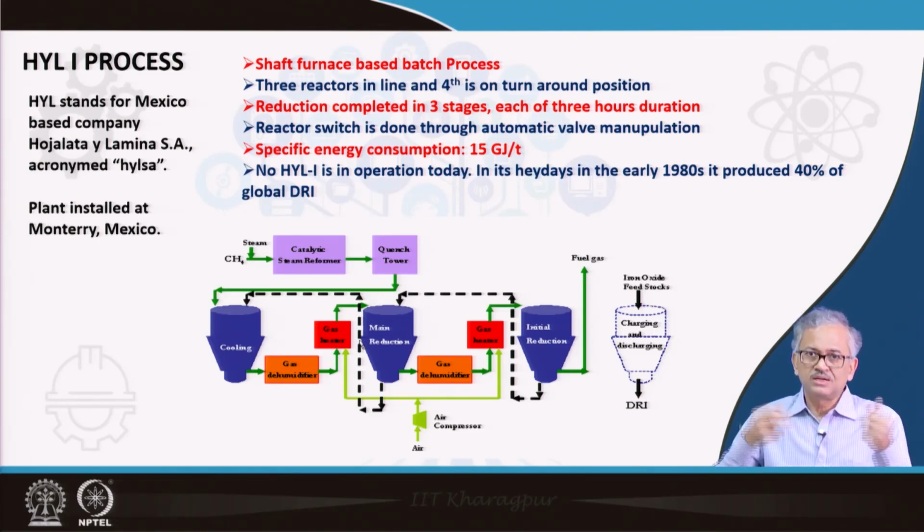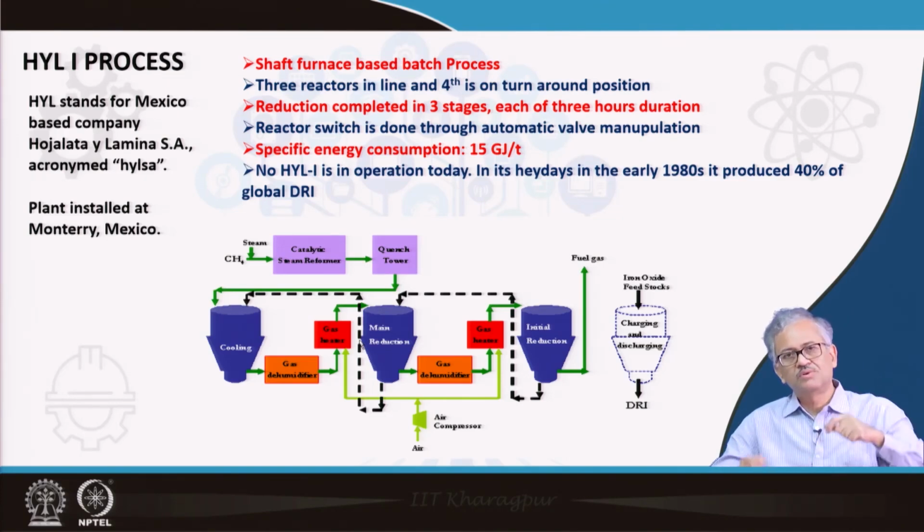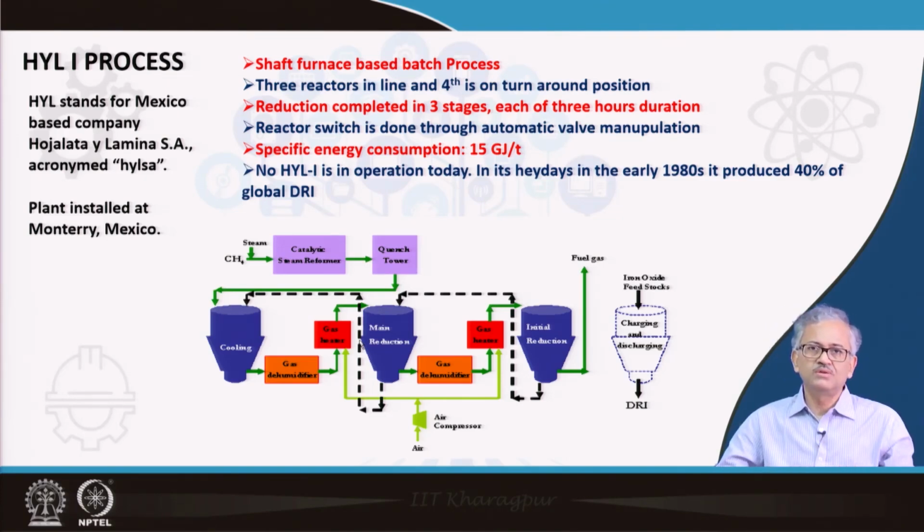Today, no HYL process of this type is in operation because it requires a lot of time. Each reduction unit takes around 3 hours, so productivity is low. And that's why the energy consumption per ton of DRI is also quite high. So this process is not in operation, and this HYL 1 process has been converted to the HYL 3 process, and HYL 3 is in operation. In HYL 3, only one continuous shaft reactor is used.